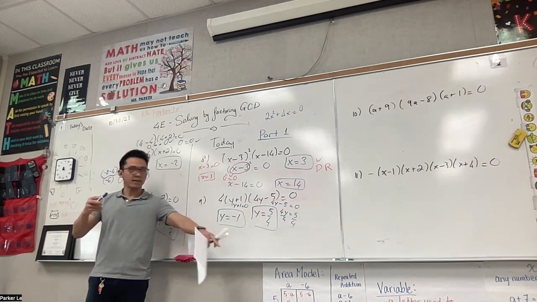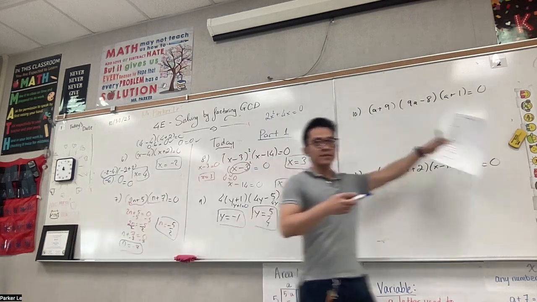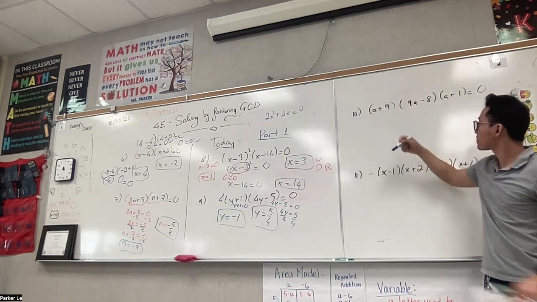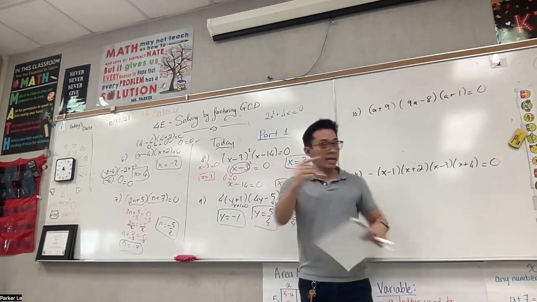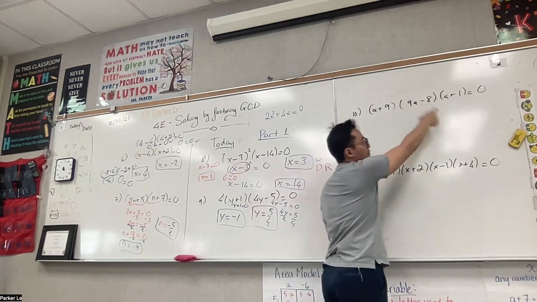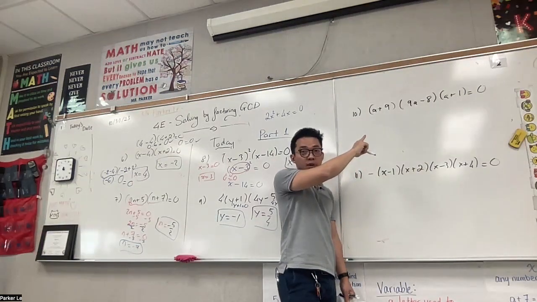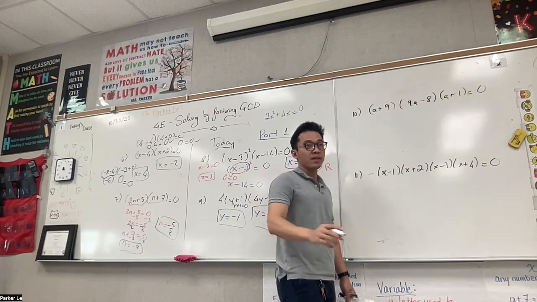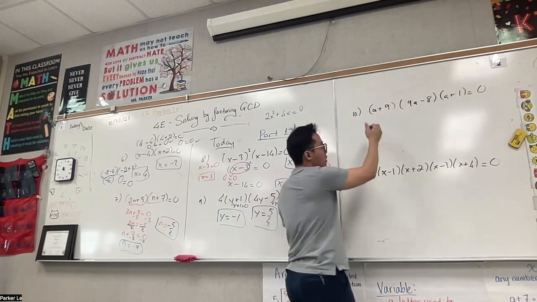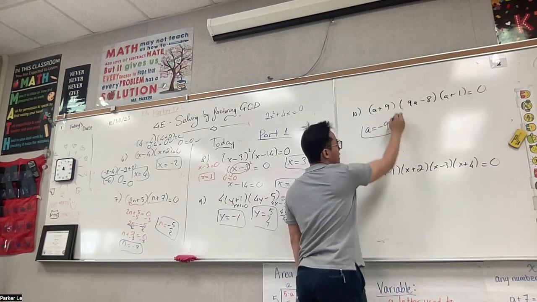Okay, let's just do the shortcut. If you don't get a shortcut, just ask how many factors are there? 3. Let each of them equal to 0. But if you know the shortcut, this number just flip the sign. So a equals negative 9. Next one.